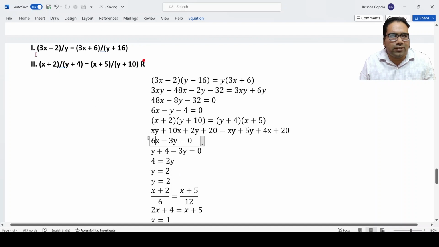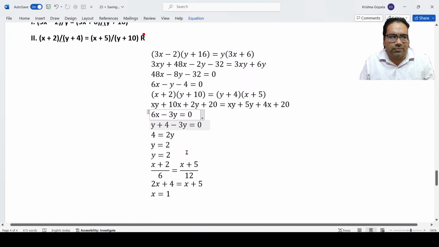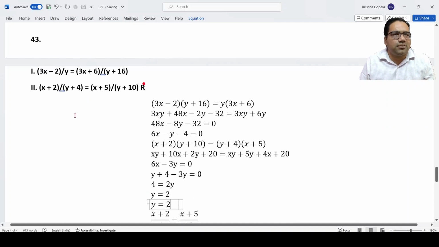Let's substitute this y equal to 2 in the second equation. x plus 2 by y plus 4, which is 6, x plus 2 by 6 equal to x plus 5 by 2 plus 10, equal to 12. Now 6 goes into 12 two times, 2 into x plus 2, that is 2x plus 4, equals x plus 5. That means 2x minus x, x is equal to 5 minus 4 equal to 1. x equal to 1, y equal to 2. So x is less than y. This is also an easy problem.